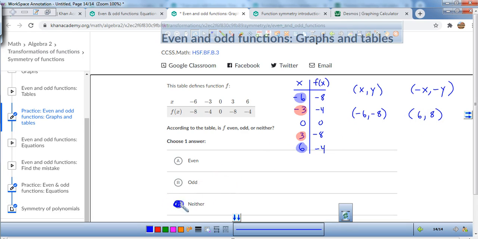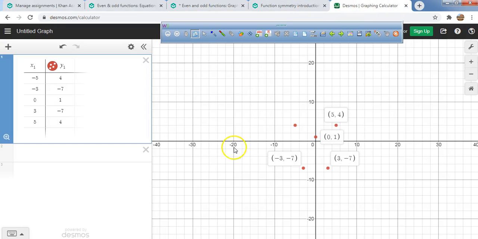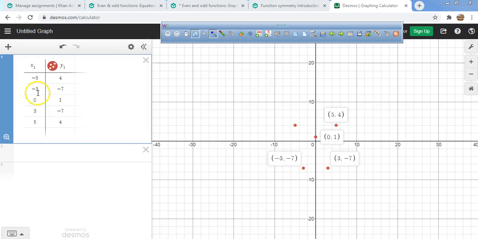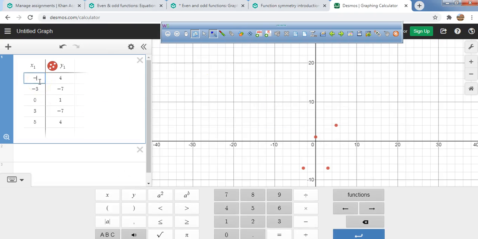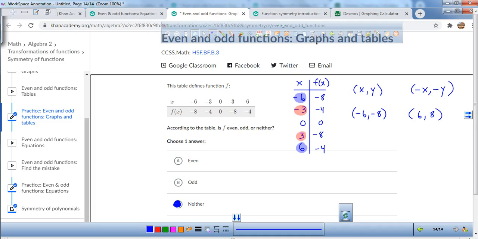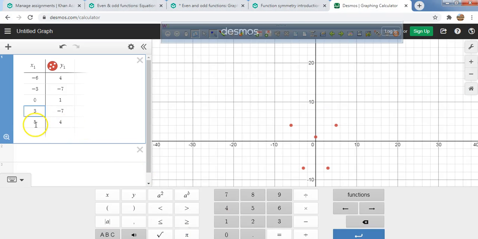Now, if you can't see that in a table, sometimes it's helpful to put it into a graph. So let's go ahead and put it into a graph. All right. So let's take a look real quick. We have -6, -3, 0, 3. All right, let's type over here. -6, we have a 3 and a 6.